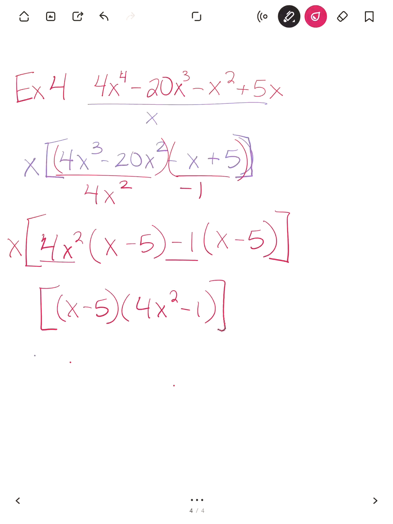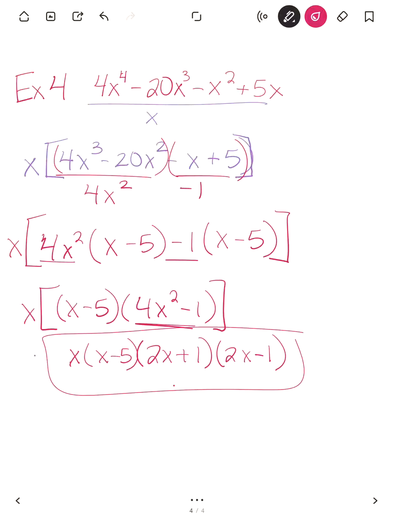I still have that GCF out in front. From here I can look, that's a difference of squares. They're both perfect squares, so I keep factoring. So I get 2x plus 1 times 2x minus 1. I still have my x minus 5, and then that GCF out in front. So this is what it would be factored completely. So this is how you factor by grouping.